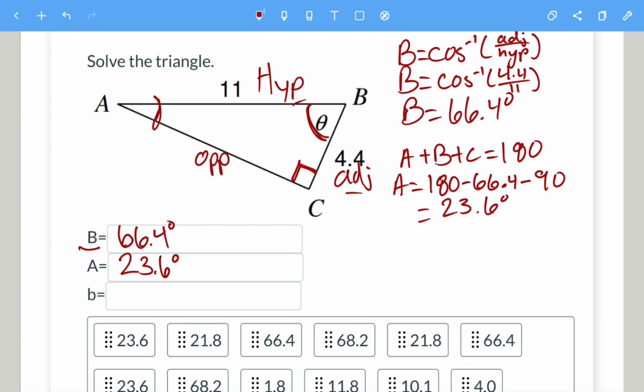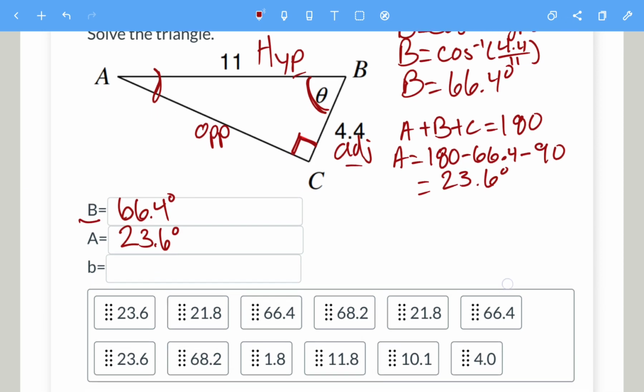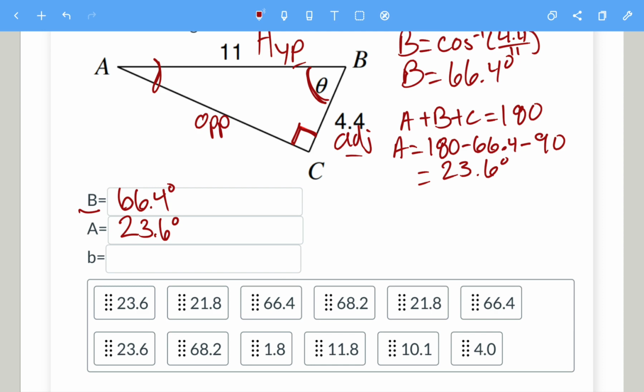And lastly, side B, you could use 2 methods. You can either use the Pythagorean theorem, or you can use regular trigonometry. I'll go ahead and show both.